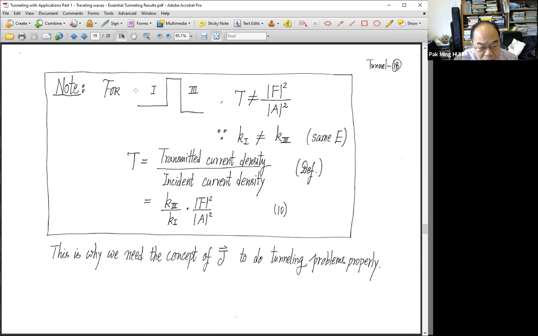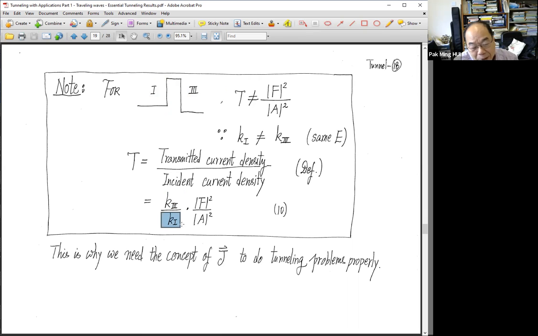In the more general situation, if you have such a tunneling problem, notice that the potential energy in region 1 is now different from region 3. Thereby, if you use the proper definition, you will pick up ħk_region3/m divided by ħk_region1/m.